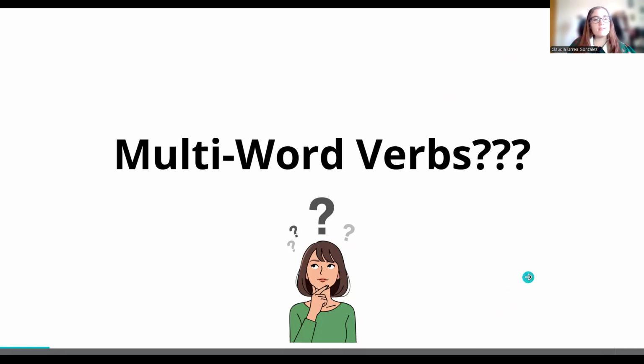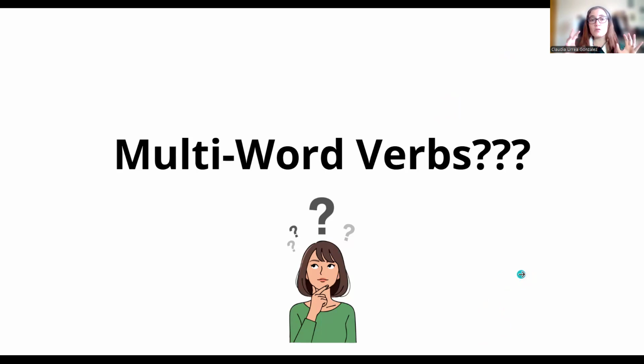Yes, as the title says, it's a verb that is composed of two or more words. In this topic, we're going to see several examples of these kinds of verbs. Okay, so let's begin.